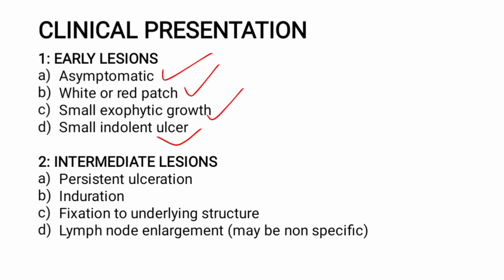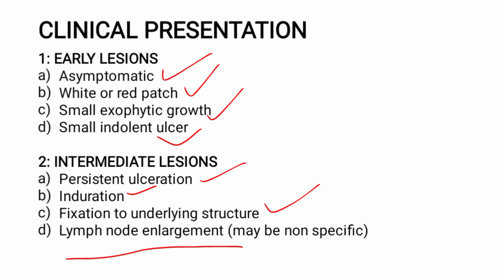In intermediate lesions, you have persistent ulceration. It means the ulceration which was present early is now continuously present. The induration means it is hard. Now it is further hardened. When there is induration, it means it is fixed to the underlying structures. And there is lymph node enlargement.